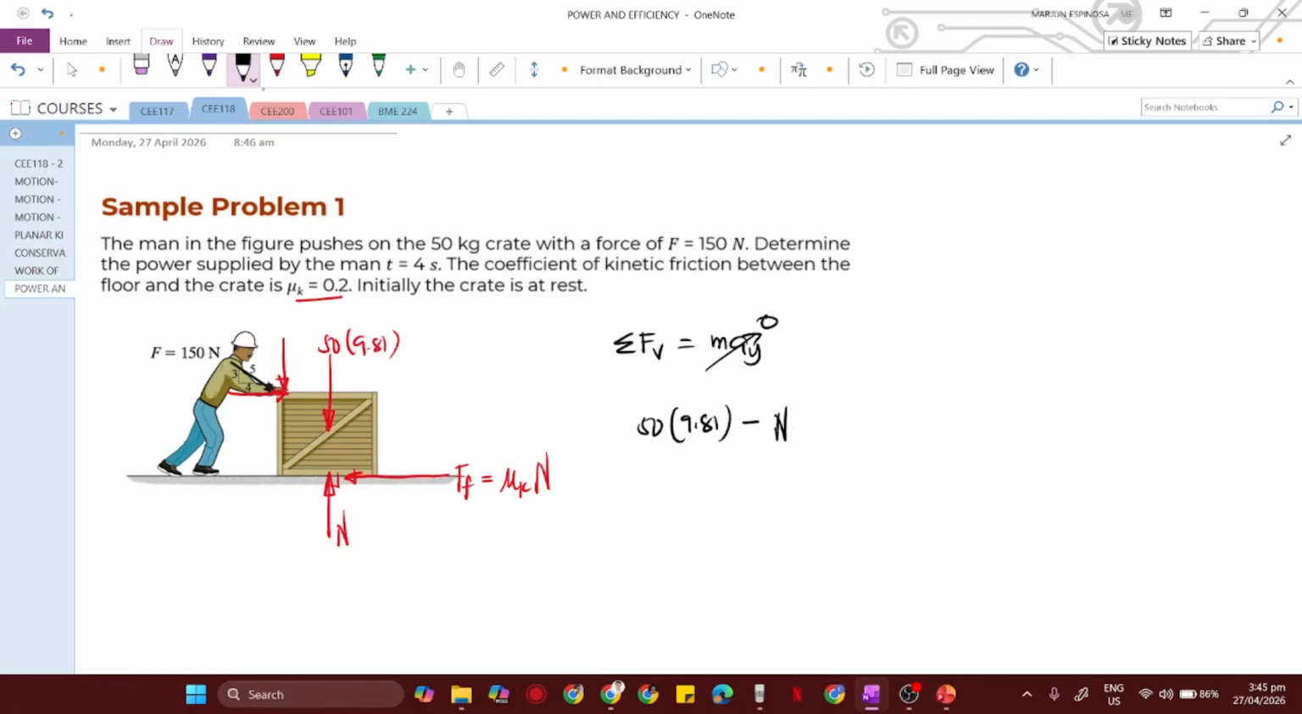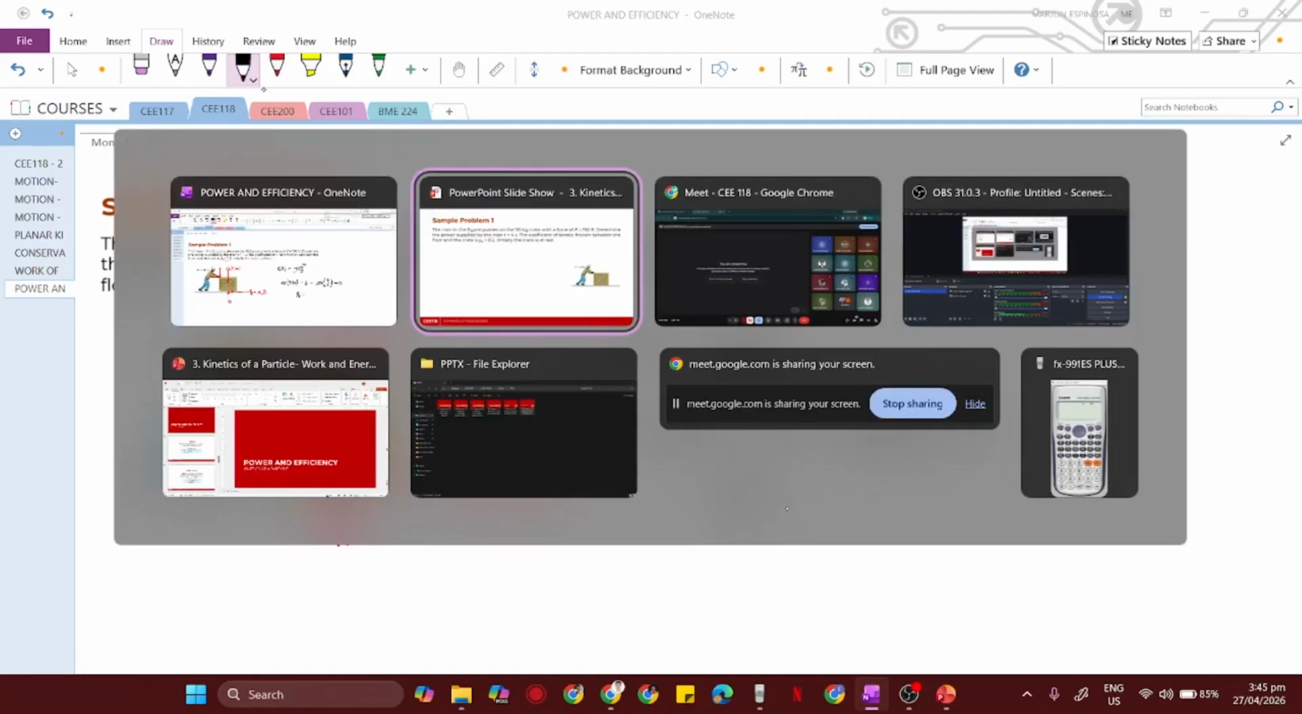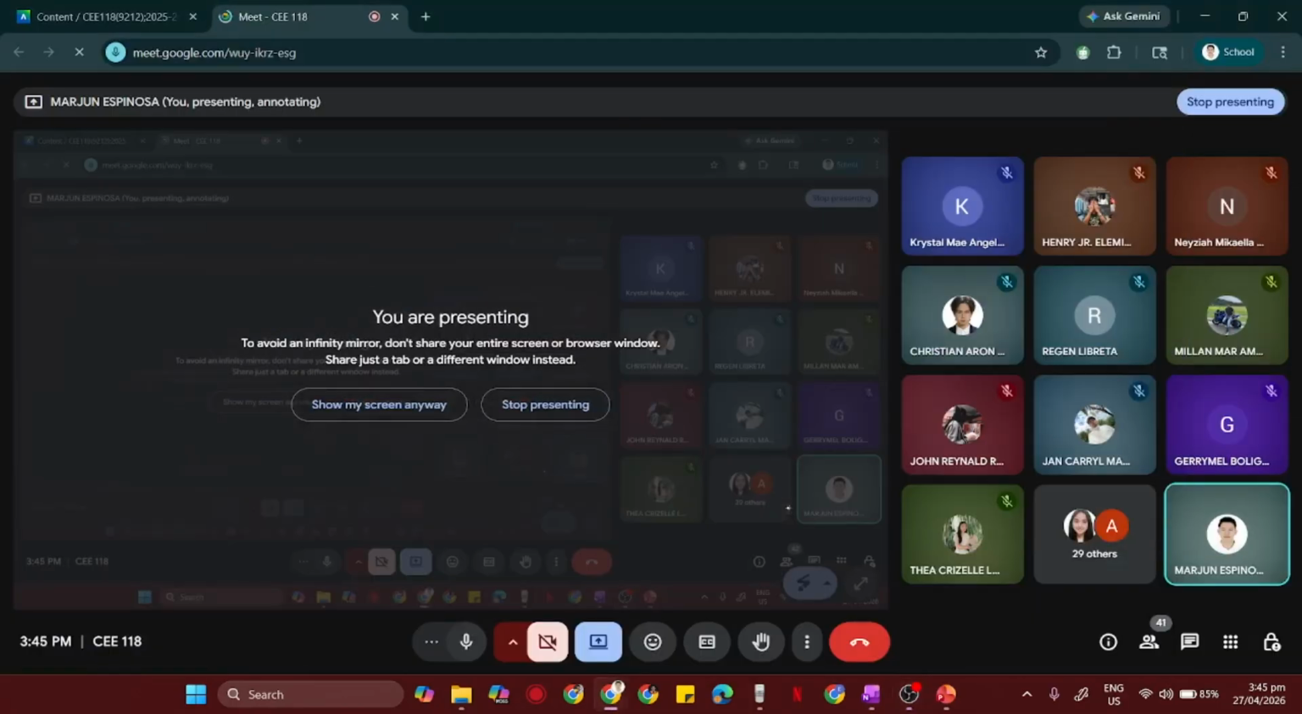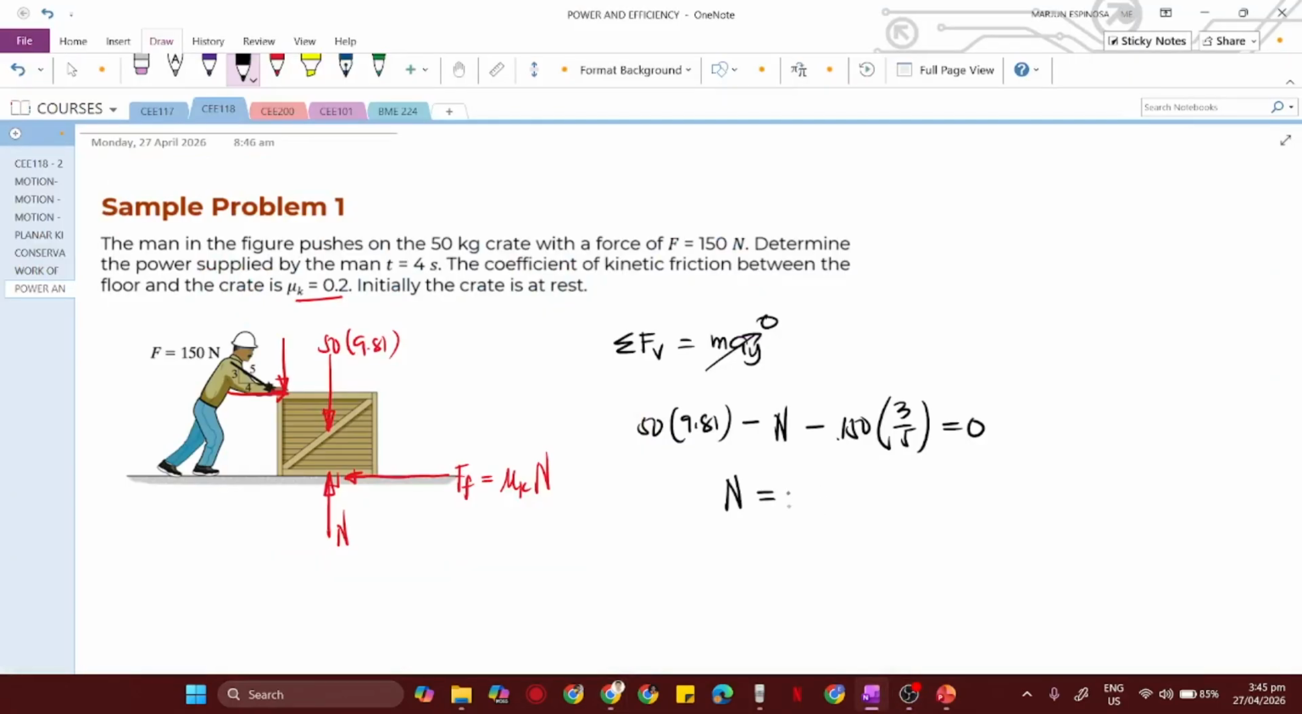And that is equivalent, meron pa tayo, ito yung vertical component ng force natin, which is negative 150, and that is 3 over 5. Okay, and that is equivalent to 0. Okay, kindly give me the value of our n daw. Sige, everyone. Kindly calculate daw. Kindly give me the value of our n, or the normal force.